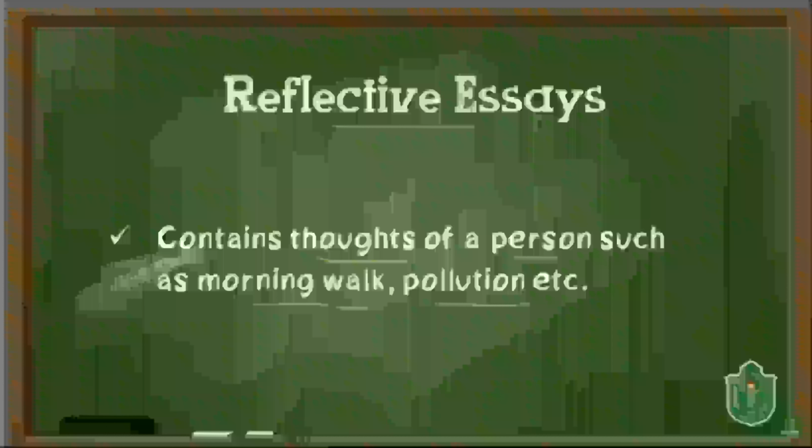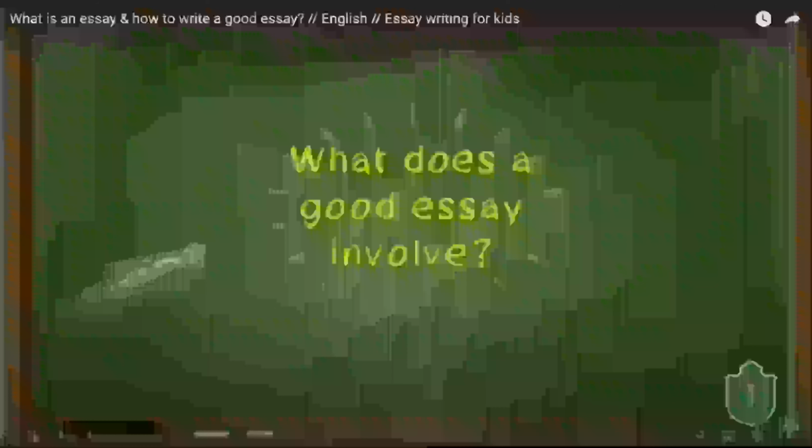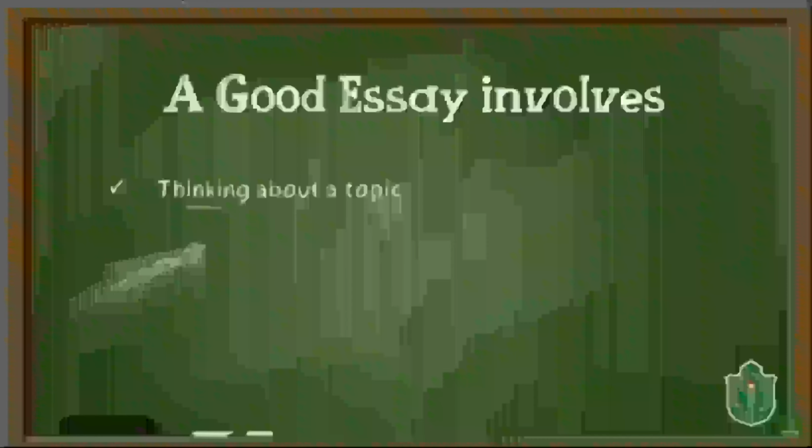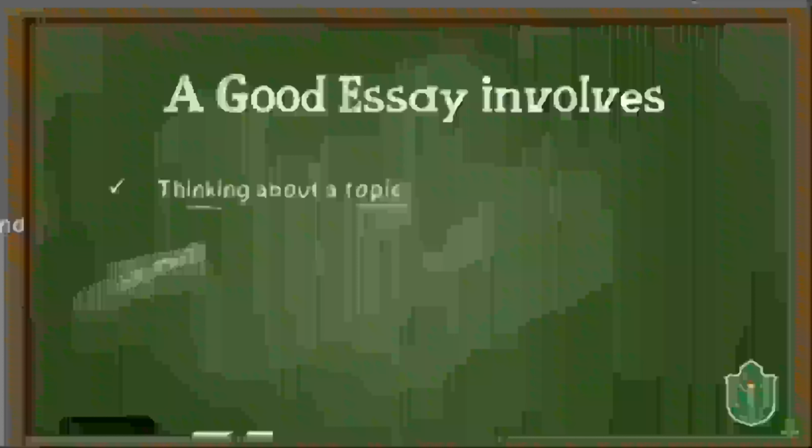Now that we know how to write an essay, let's understand what a good essay involves. It involves thinking about the topic. Give your essay an interesting and appropriate title. It will help draw the attention of the reader and pique their curiosity. Write down the thoughts and questions that arise in your mind after seeing the topic.